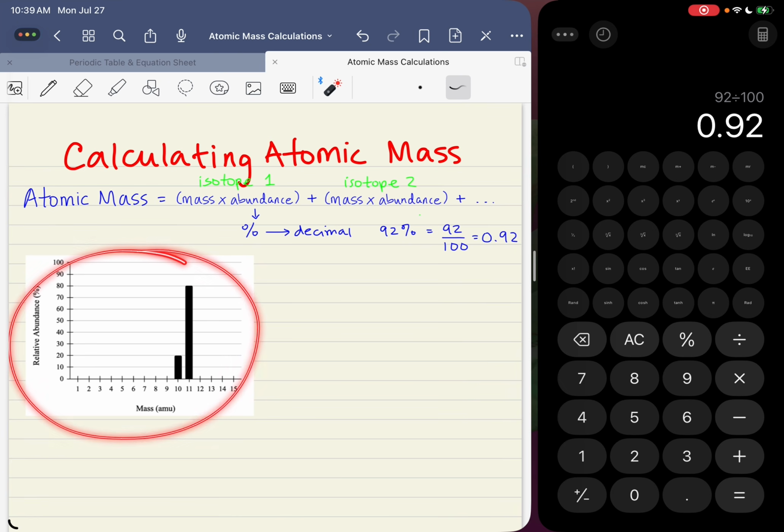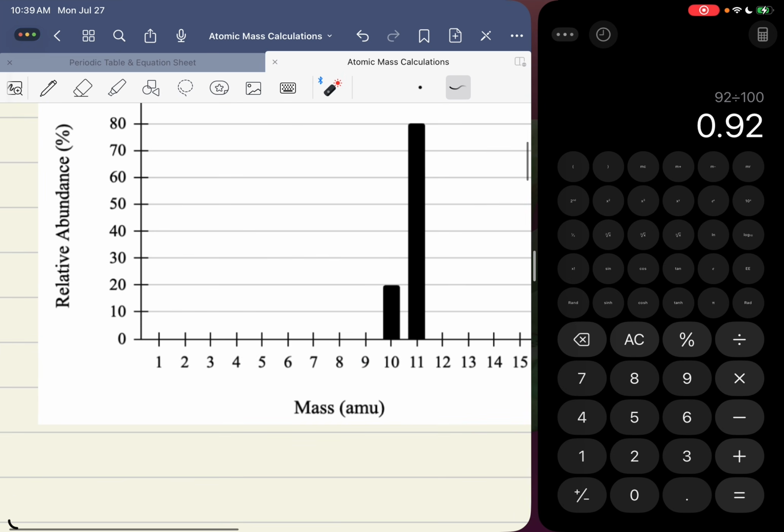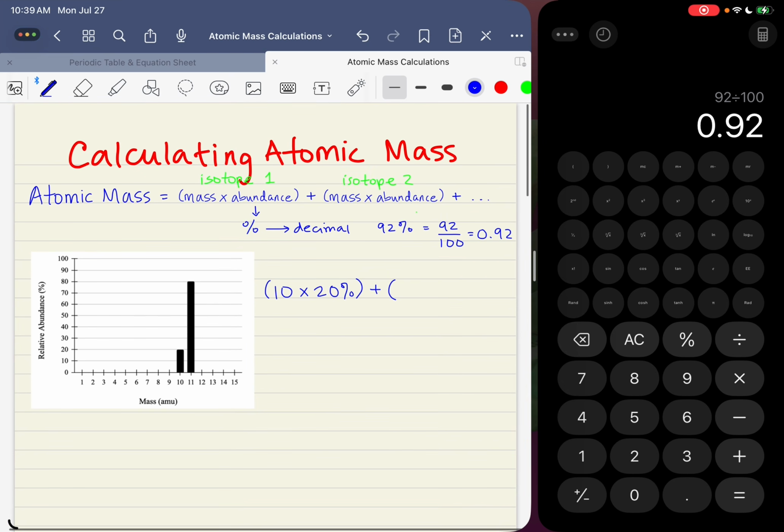So let's look at this graph and calculate its atomic mass. This is the one from the reading, from the first page. We already know we have 2 isotopes. We know that their masses are 10 and 11, and we're going to use this data to calculate the atomic mass. So atomic mass is isotope 1, we'll use the 10 first. We have a mass of 10, and we're multiplying it by the percentage. Looking at this graph, the abundance is 20%. Then I'm going to add the second isotope, where the mass is 11 and the percentage is 80.